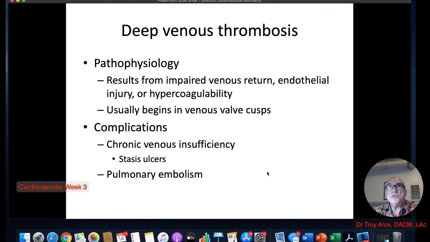So deep venous thrombosis results from impaired venous return, right? And endothelial injury or hypercoagulability, usually beginning in the venous valve cusps. Complications: chronic venous insufficiency. They can have stasis ulcers or a pulmonary embolism, at which point that's a serious thing where it could actually cause a complete cessation and necrosis in the pulmonary region and a lack of circulation there. It could clot it up that bad. So it's pretty serious.